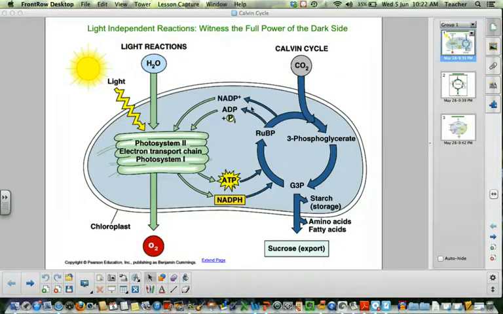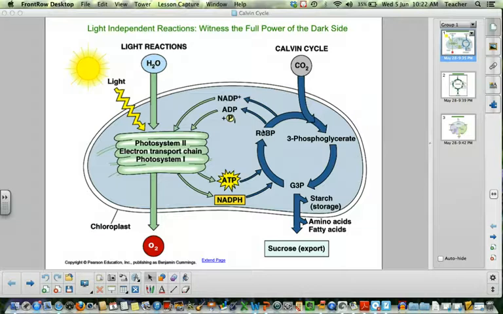Today we're going to talk about the light-independent reactions, and basically we're going to look at what goes in and what comes out and the entire process as a whole, so that you can get a better understanding of how it works and what the importance of it is.